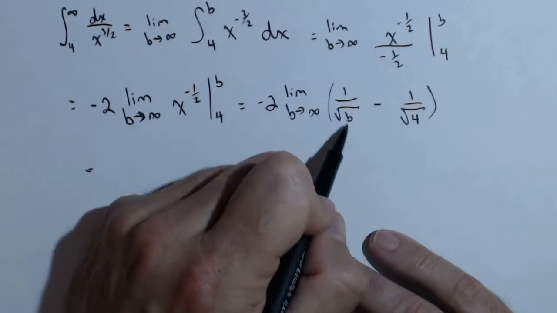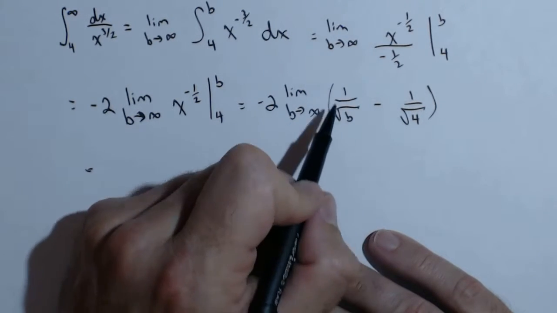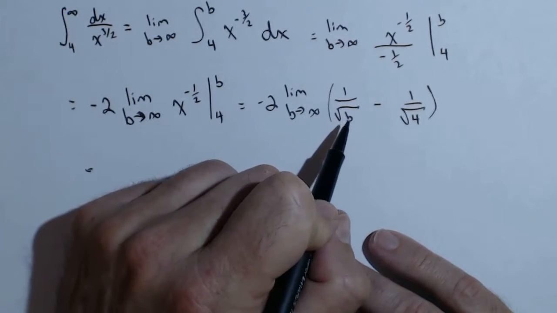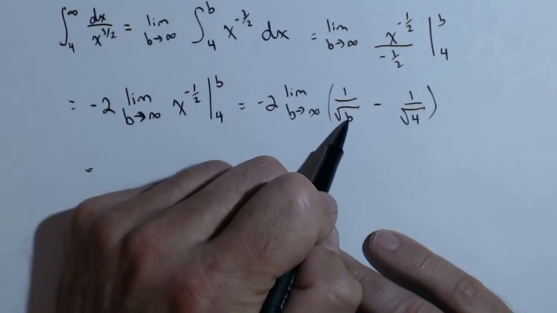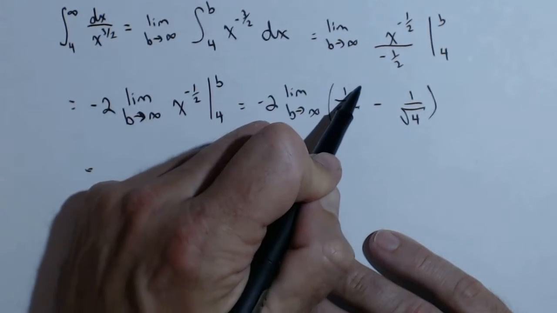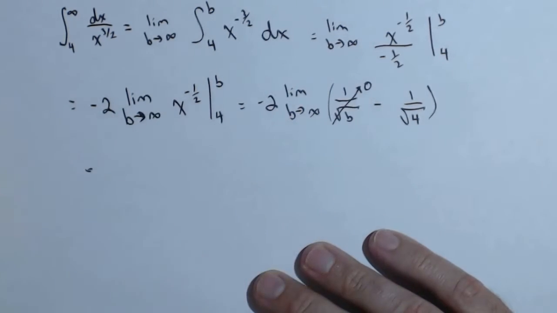Now, here's the big part. This is just a number. What happens as b gets infinitely large? Well, the reason I wrote it back in the denominator was to make it obvious. The denominator is going to grow, the numerator is going to stay the same size, therefore this guy here is going to go to 0.